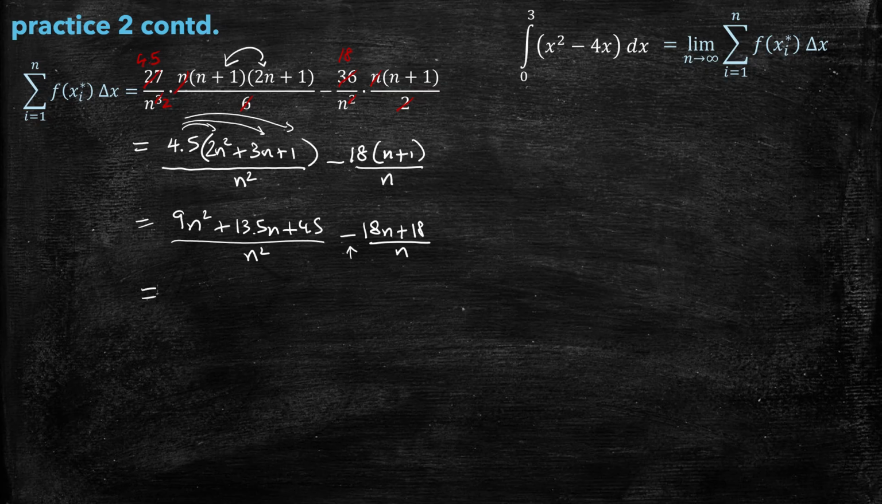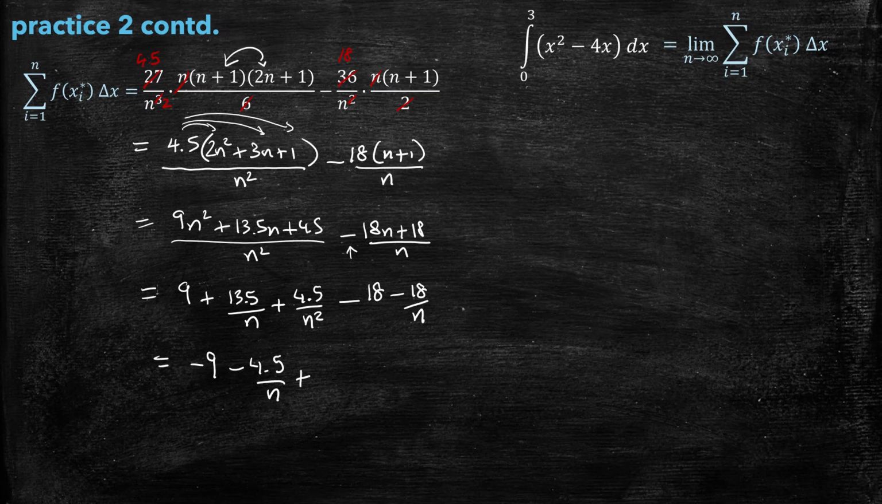So this becomes 9n squared over n squared is 9 plus 13.5n over n squared is 13.5 over n, and then the 4.5 is just over n squared. And now I have minus 18, the n's cancel, but then I have minus 18 over n. And now if I combine like terms, I have a 9 and a negative 18 to make negative 9. I have 13.5 over n minus 18 over n, which is minus 4.5 over n. And then I just have the 4.5 over n squared remaining.